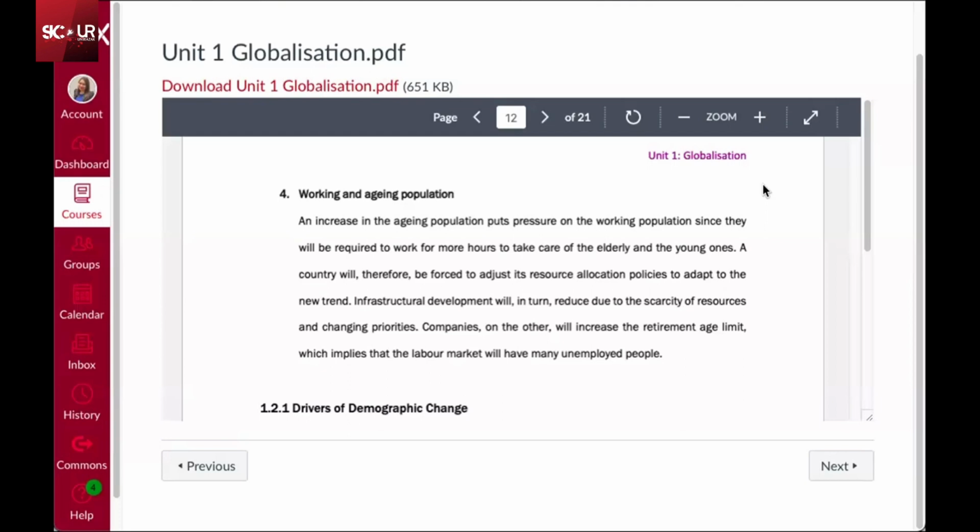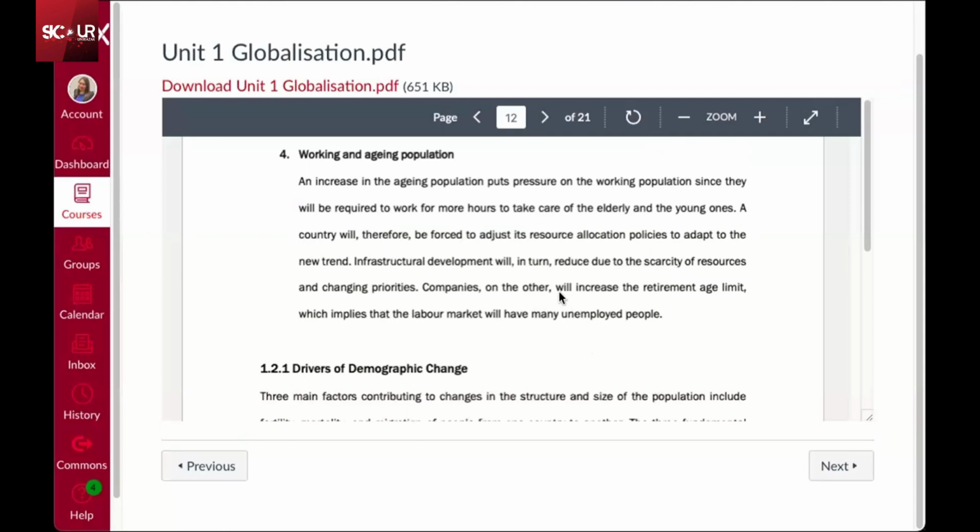So this one will in turn reduce the scarcity of resources later, for example labor, in the future. This aging population might leave the working environment, and then we have a scarcity of the younger generation. And on the other hand, this will increase the retirement age limit. So the labor market will have many unemployed people.